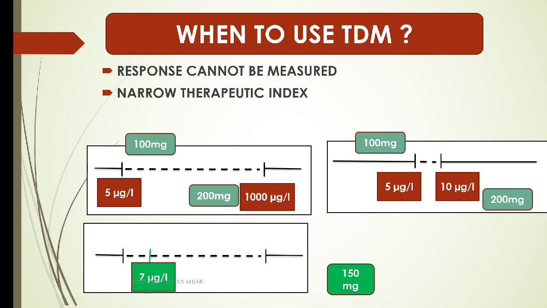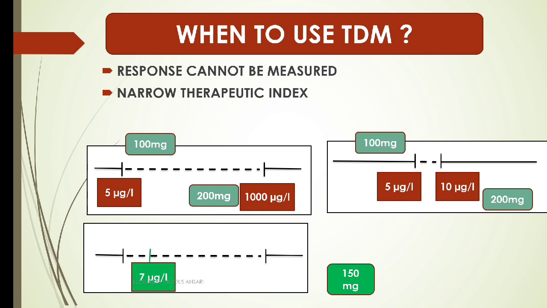So this implies that this particular drug has a very consistent pattern of pharmacokinetics. To any individual you give 150 mg of that drug, it shows a plasma concentration of 7 microgram per liter. So when any drug is showing consistent pharmacokinetic parameters, we need not use TDM over here. No need of applying TDM in this case.